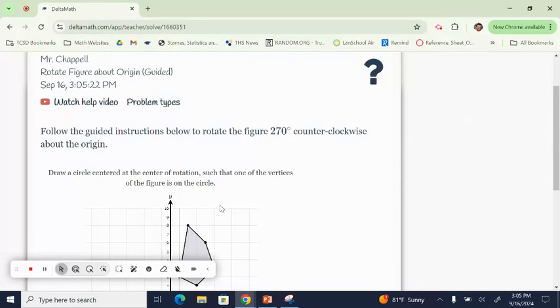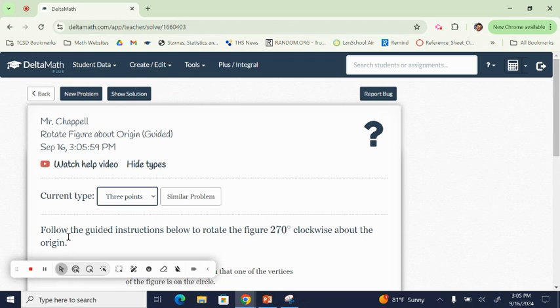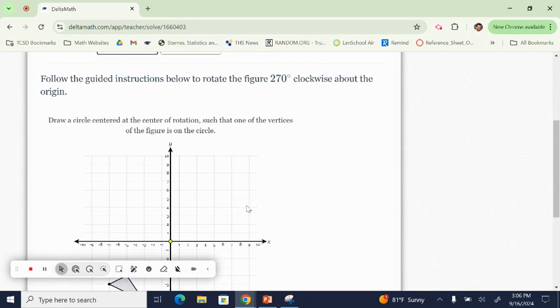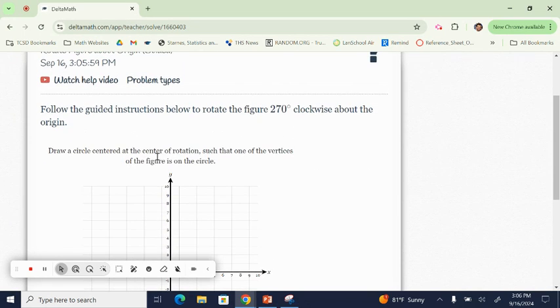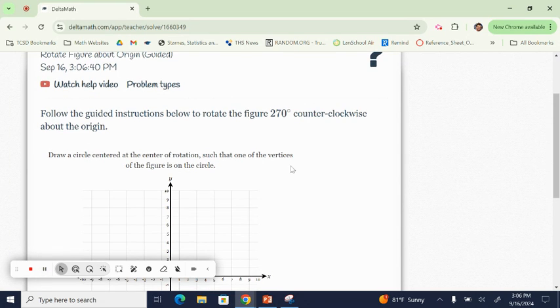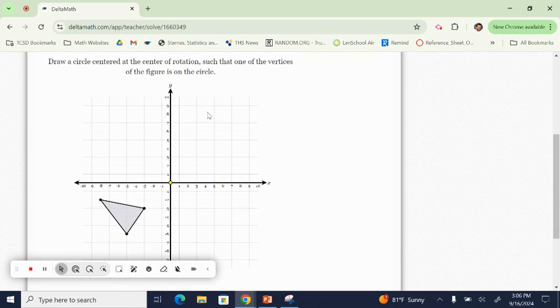Let me change this problem type to 3 points. We're going to take this triangle and rotate it 270. Now it says clockwise this time. Sorry to confuse. Let me pause and get a counterclockwise. Okay, I got a 270 counterclockwise. It is a 3-point triangle. Notice it says draw a circle centered at the center of rotation, which is going to be the origin, such that one of the vertices of the figure is on the circle.